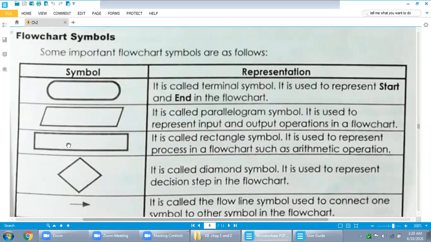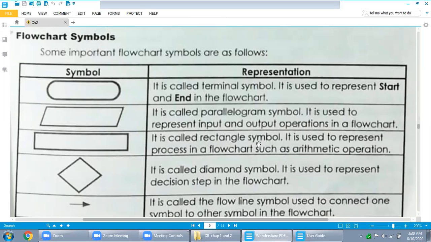Next is rectangle, and this symbol is used for processing. Rectangle symbol is used for processing. Processing means whenever any process is there, let's say k is equal to x plus y, or k is equal to z minus 3, or j is equal to x multiplied by y. This kind of instruction or steps we will represent with the help of the rectangle symbol.